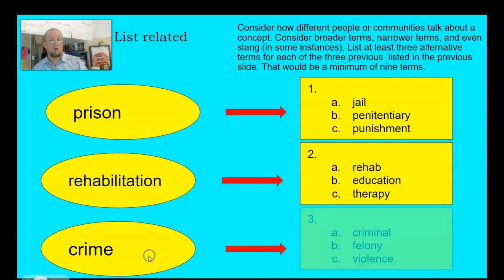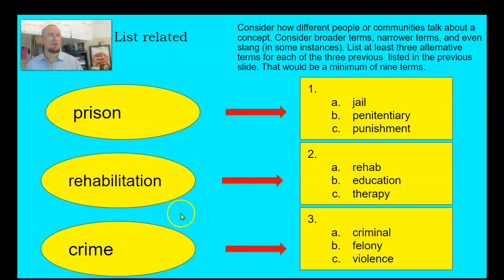And then for crime, criminals commit crimes. A lot of times when we talk about crime in society and punishment versus rehabilitation, what we focus on is violent crimes. So I have violence here, felonies, which are more serious crimes, and criminal, the people that commit the crimes.